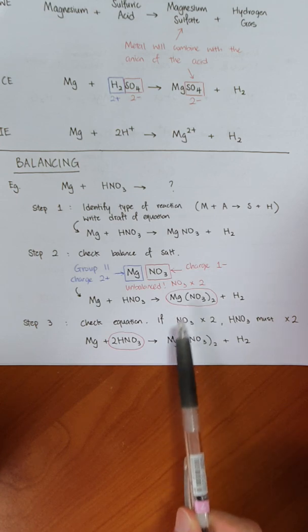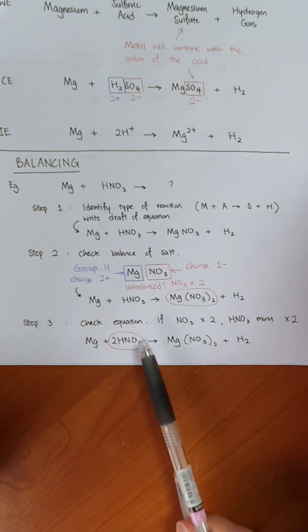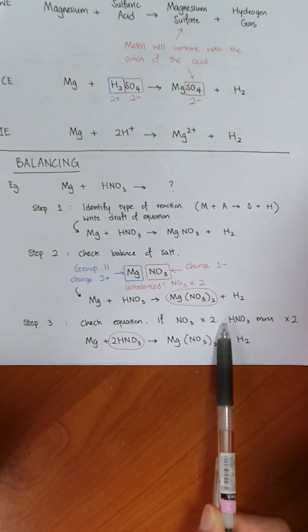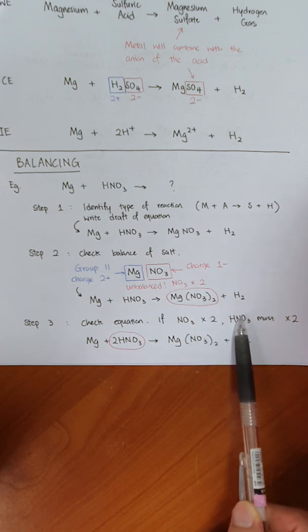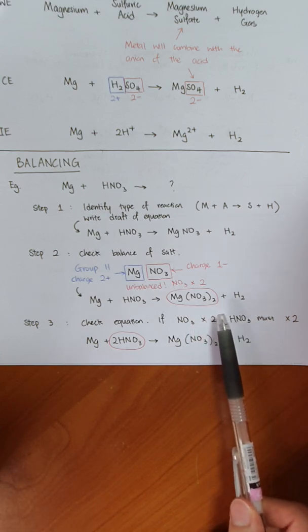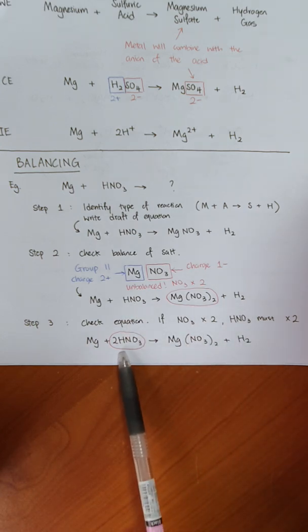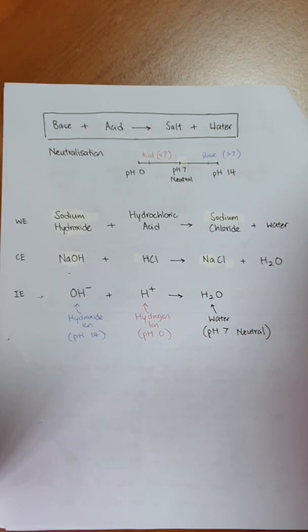And then your last step, after you balance the salt, is to balance your equation. If your NO3 is already times 2, then your HNO3 must also be times 2, right? Your HNO3 cannot give birth to another NO3 ion, right? Doesn't make sense. So you need 2 HNO3 as you can see here. After this, your equation is balanced.